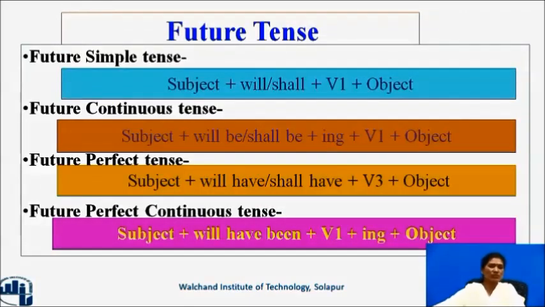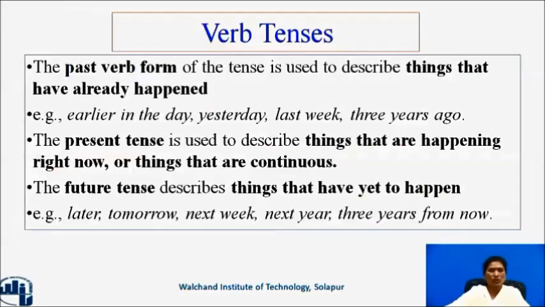Structure for future tense. In the future simple tense, subject plus will or shall plus the first form of the verb plus object. Future continuous tense: subject plus will be or shall be plus the ing form of the verb plus object. Future perfect tense: subject plus will have or shall have plus the third form of the verb plus object. Future perfect continuous tense: subject plus will have been plus the ing form of the verb plus object.